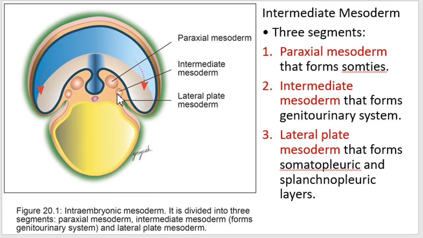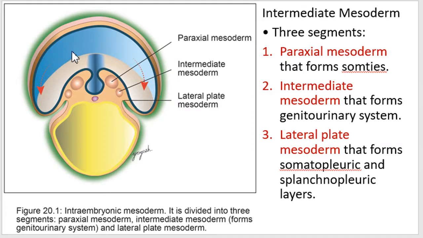Intraembryonic mesoderm is divided into paraxial mesoderm, intermediate mesoderm, and lateral plate mesoderm. This lateral plate has a somatopleuric layer. This one is the somatopleuric layer, and this one is the splanchnopleuric layer.